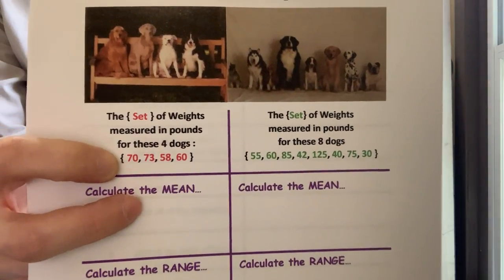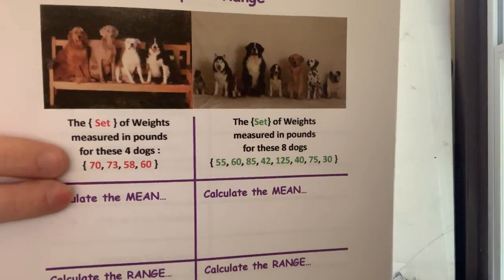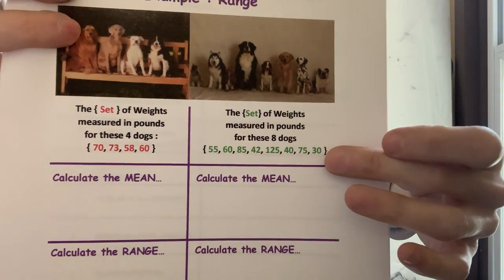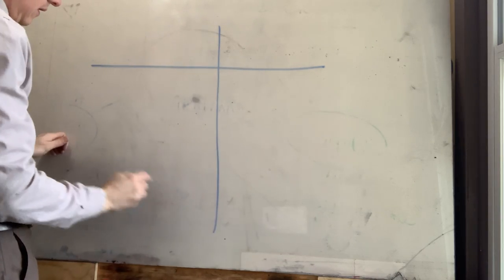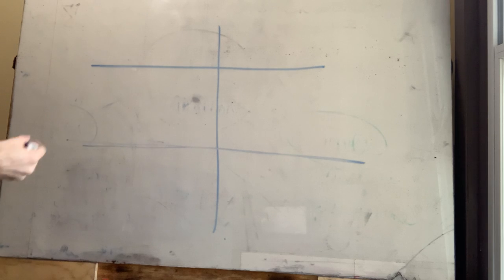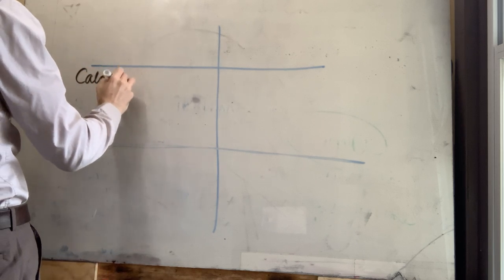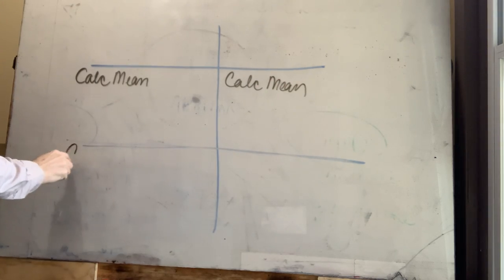Here are their weights. This is all in pounds. These dogs are 70, 73, 80, no, 58 and 60. And these are 55, 60, and 85, 42, 125, 40, 75, and 30. As a good habit, you should put things in numerical order. But what I wanted you to do is two things. The diagram looks like this. A space to work. That's done already. To calculate the means of each of these, and then to calculate their ranges.